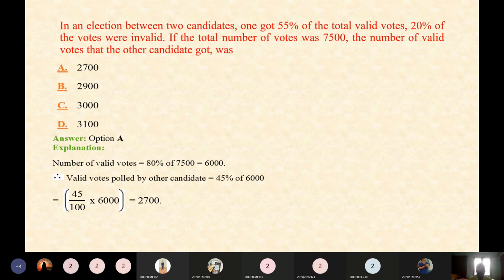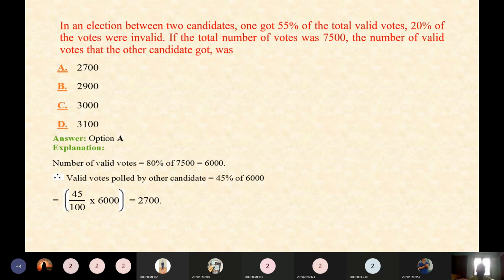1,500 votes are invalid, because 10% is 750 and 20% is 1,500. Now you subtract the invalid votes from the total votes polled. So 7,500 minus 1,500 gives you 6,000. That is 80% of the votes, or you can say 6,000 votes are valid.